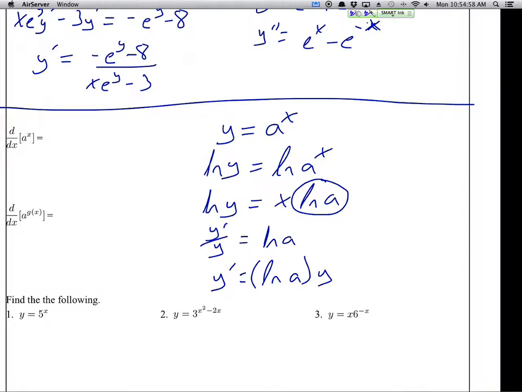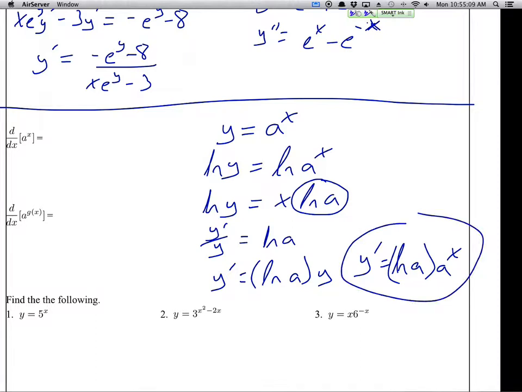But I don't want my answer in y. What can I replace y with? A to the x. So that means the derivative of a to the x is the natural log of a times a to the x. What's the pattern there? The natural log of the base times the original.